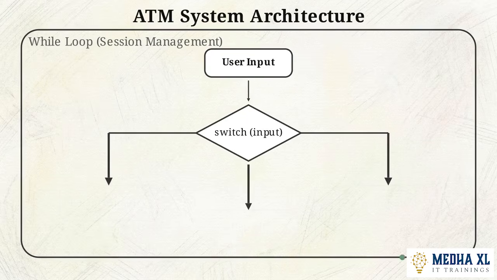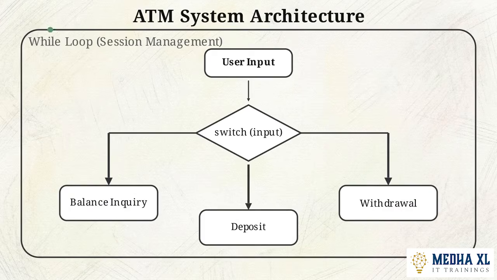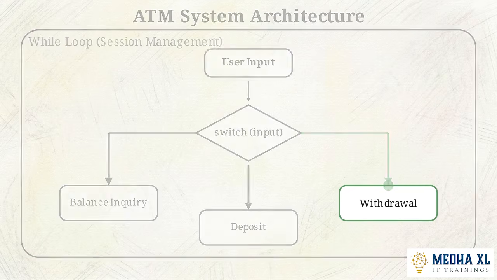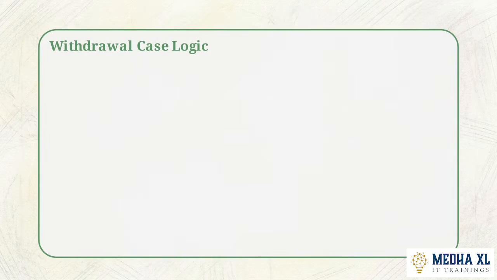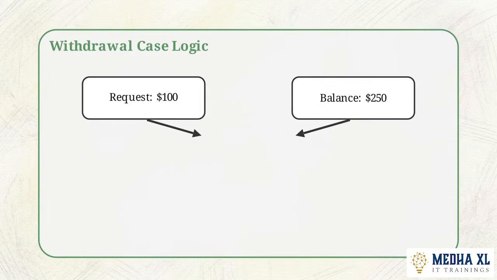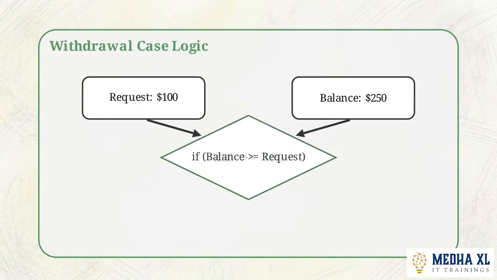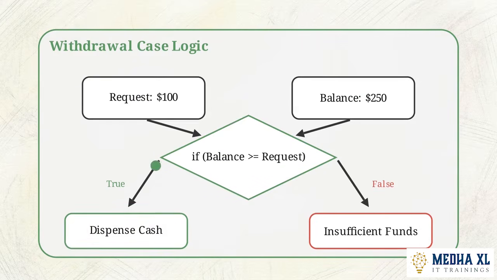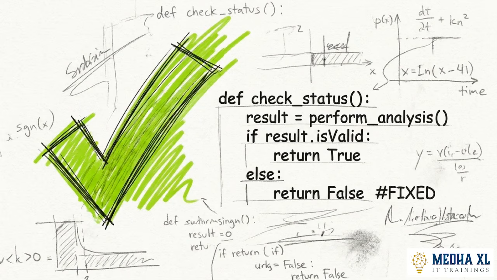Moving one layer down, the system must route the user's input, whether they want to check their balance, deposit funds, or withdraw cash. This routing is handled cleanly by a nested switch statement. Because the menu options are discrete, exact values, the switch instantly matches the user's choice to the correct internal feature. Zooming entirely into the withdrawal case of that switch, we find the final validation layer. Foundational if-else blocks compare the requested withdrawal amount against the current account balance, ensuring the transaction is mathematically valid before dispensing cash. This system reflects definitive C# best practices in action.